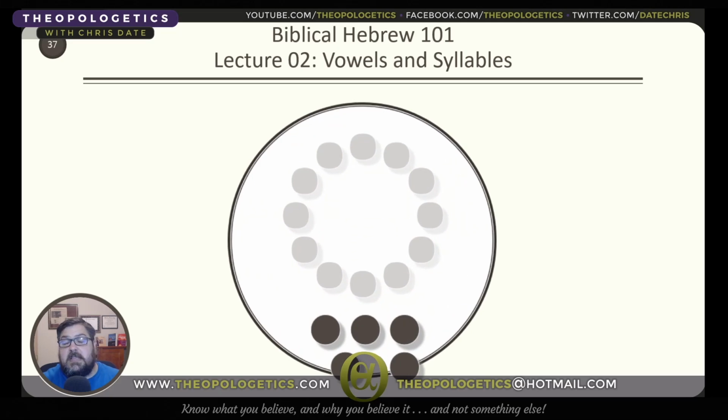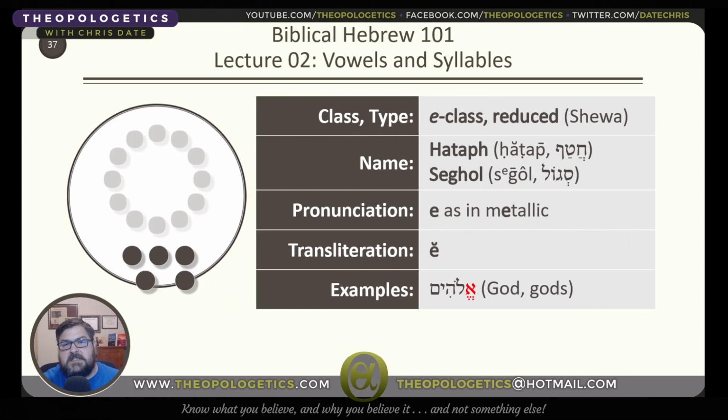Finally, in the E class is the composite shewa, or reduced vowel, called chataf segol, again meaning hurried segol. This is pronounced virtually the same as the shewa or the chataf patach, kind of like the A in amuse, but this is like the E in metallic. Ever so slightly different than the sound in amuse. This is more like the E sound in metallic.